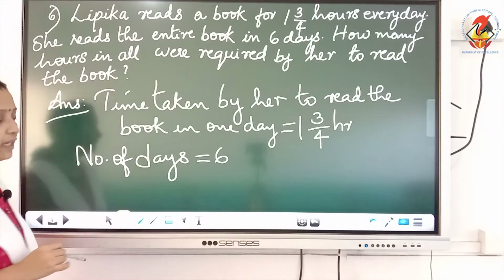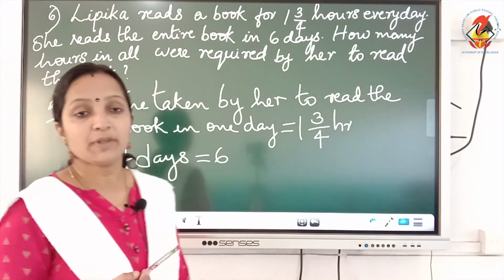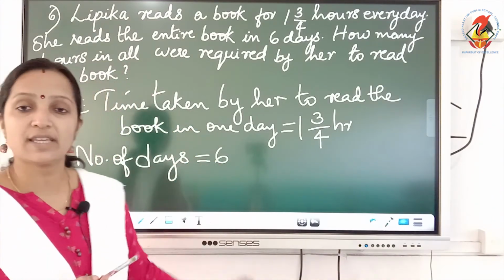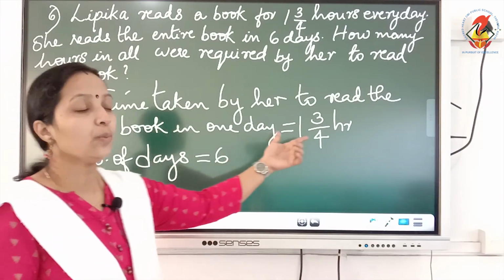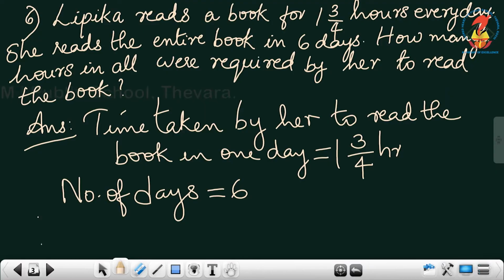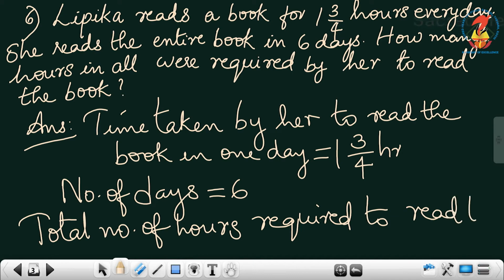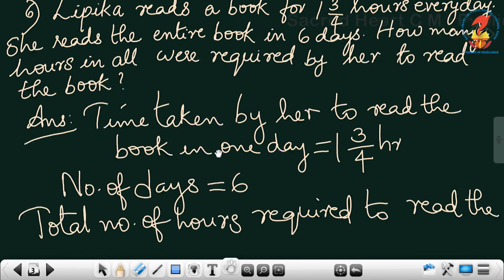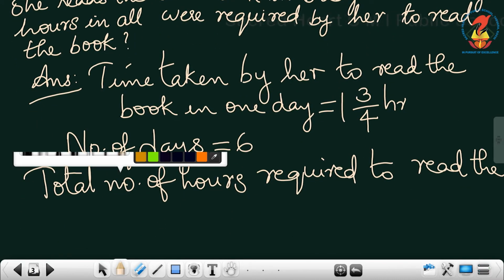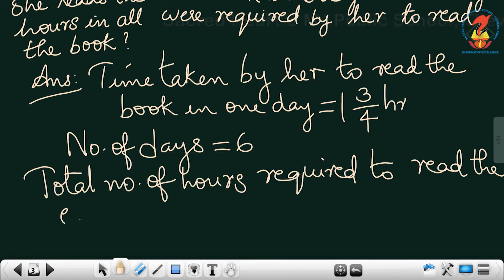So we have to find the total time required by her to read the entire book in 6 days. 1 day she is taking 1 3/4 hour. So what about 6 days? So how will we find the total number of hours required to read the book? To read the entire book.